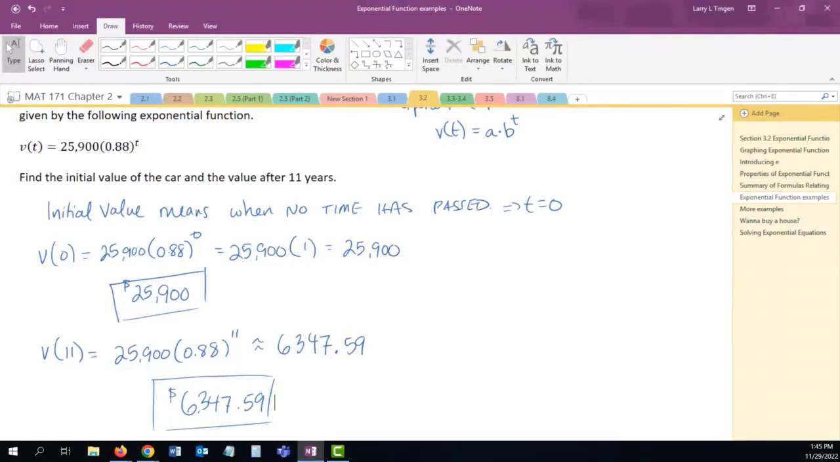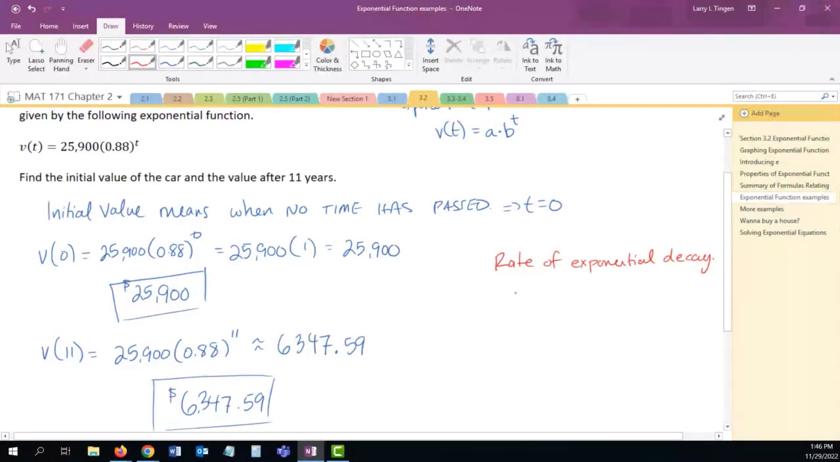So after no time has passed, that means when I initially got the car, it was $25,900. After 11 years, now it's worth $6,347.59. So I've lost money. So this means I have exponential decay. How much am I losing? All right. What is my rate of loss? That's my rate of exponential decay.